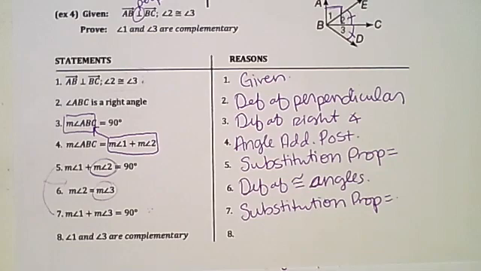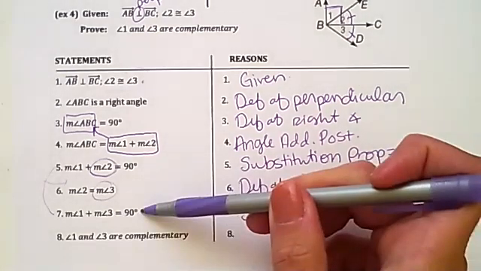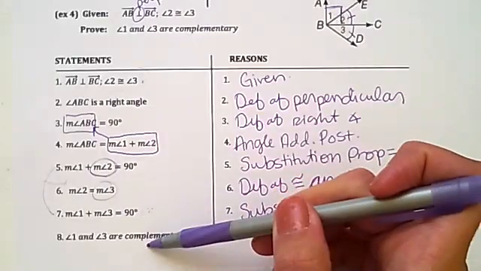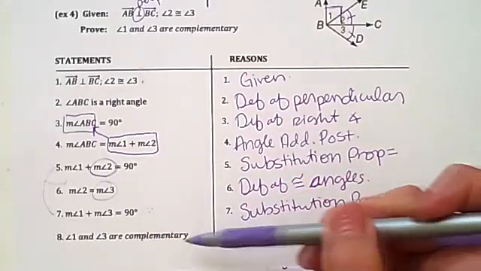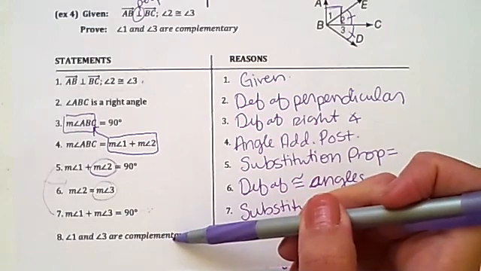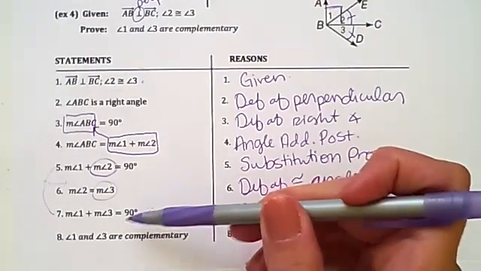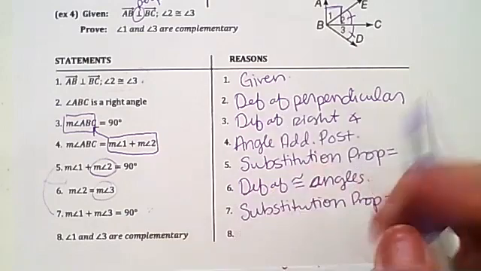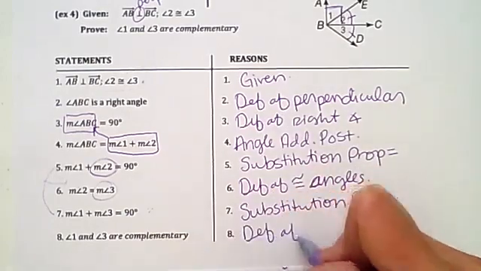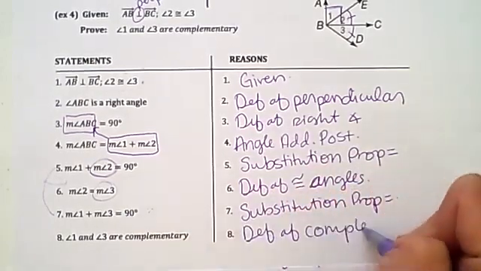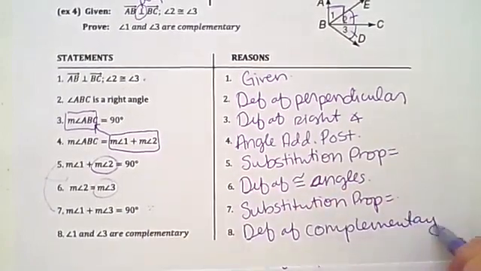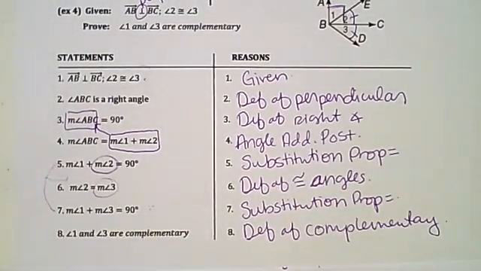Complementary isn't always used in this kind of backwards way, but if you know that they add to 90 and now we're saying they're complementary, it's just definition of complementary. How do I know they're complementary? Because the definition is that they add to 90, and in this step, we're saying they add to 90. So this would be definition of complementary. And so that's that one. I'll leave that for a sec.